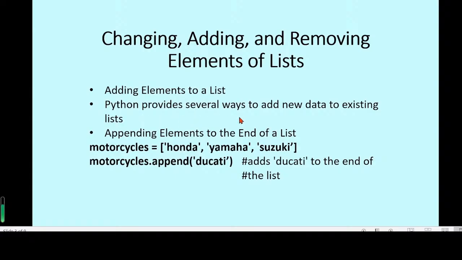Python provides several ways to add new data to existing lists. We can append elements to the end of a list. So this is the original list for the motorcycle, and we can use the append function. So motorcycle dot append Ducati. So the Ducati is added to the end of the list.